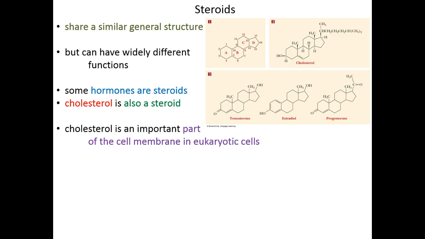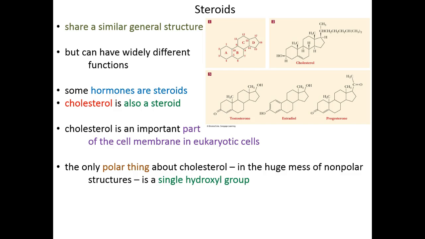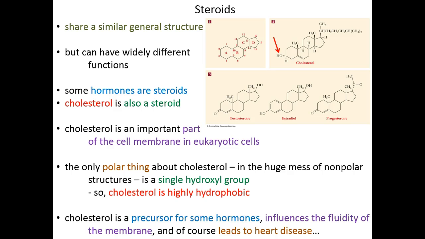Perhaps more importantly than being the precursor for steroid hormones, though, cholesterol is actually an important and integral part of lipid bilayers in eukaryotic cells in general. As we've already noted, the only polar thing about cholesterol is that single hydroxyl group, but still that is enough to get cholesterol to engage happily in the lipid bilayer. The rest of cholesterol is highly hydrophobic, and so cholesterol is able to slip into the eukaryotic membrane and actually stiffen it up. That's how cholesterol causes heart disease, in fact, is by causing the membranes of the cells that make up the arteries to stiffen, become less pliable and less flexible, and that leads to heart disease.